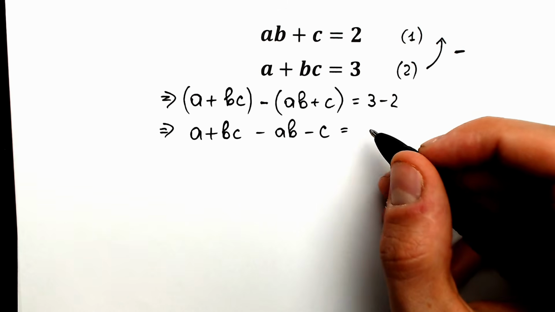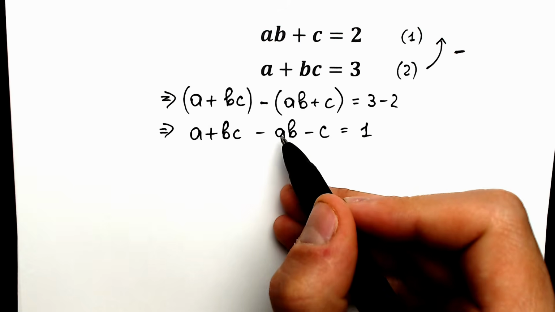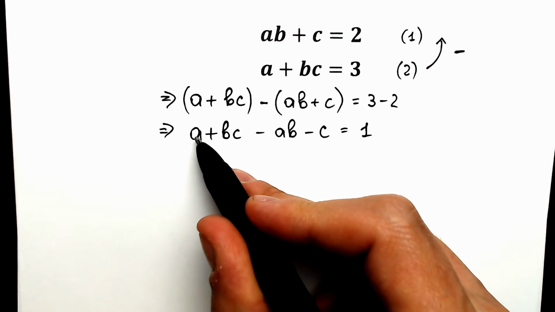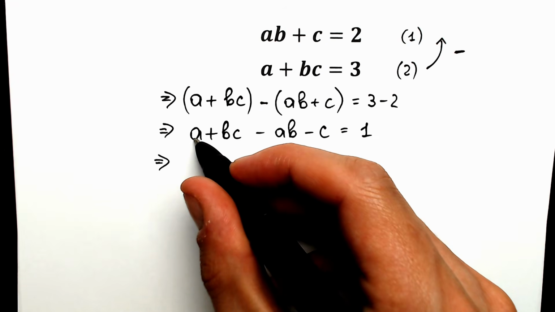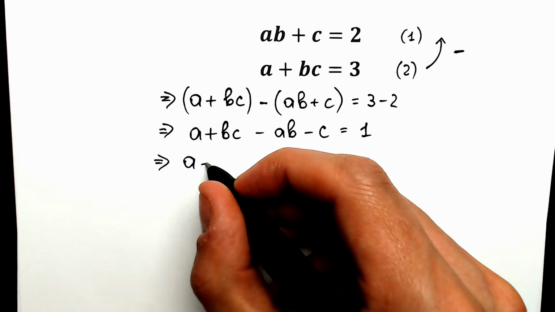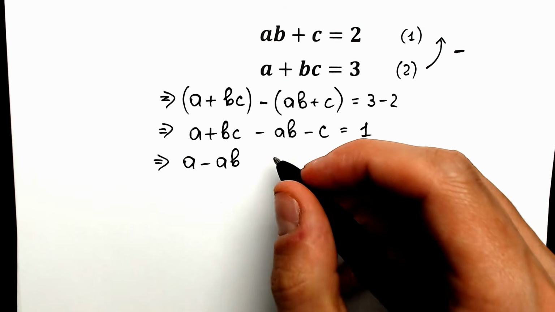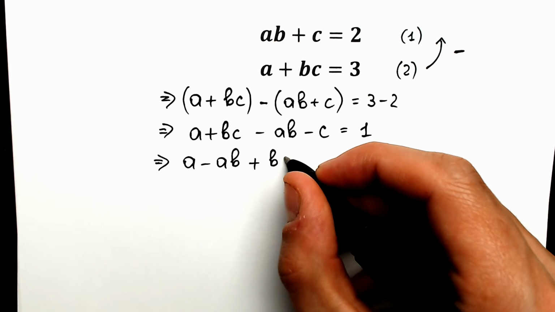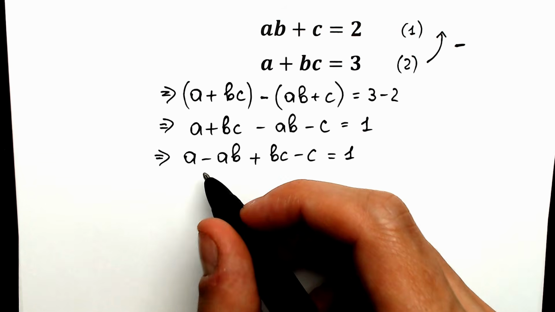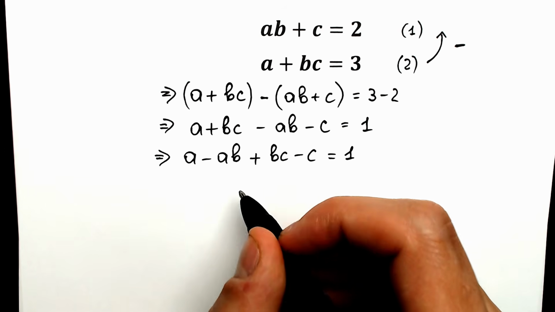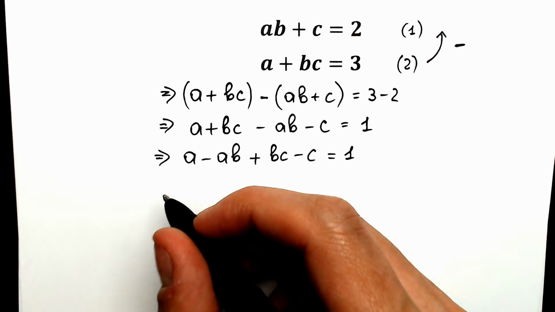Right now let's group, because we have A and A right here, so let's try to group our variables with A and our variables with C. So let's write A and then minus AB, so A minus AB, and the next thing, BC minus C, so plus BC and minus C equal to 1. So right now let's factor A from the first pair, A and AB, and from this pair let's factor our C.